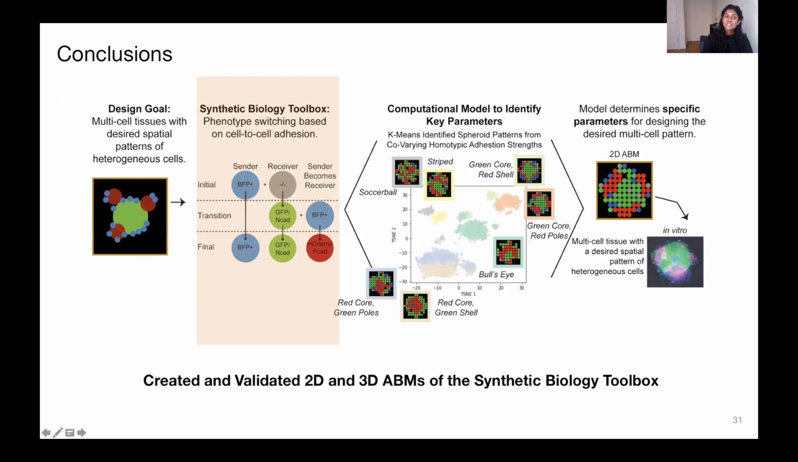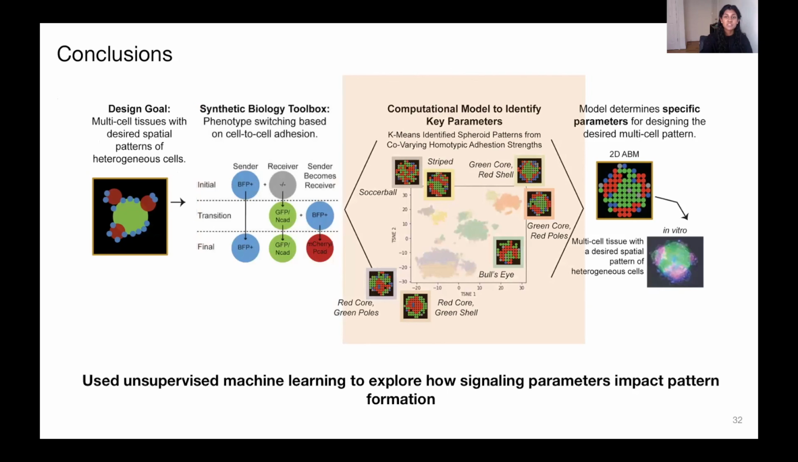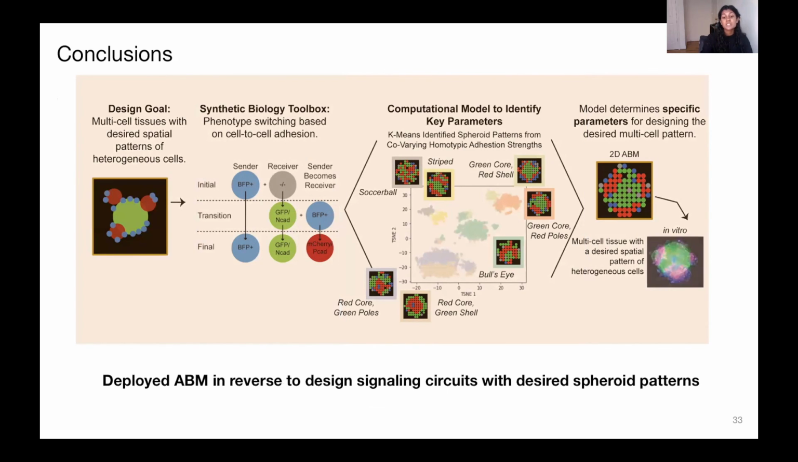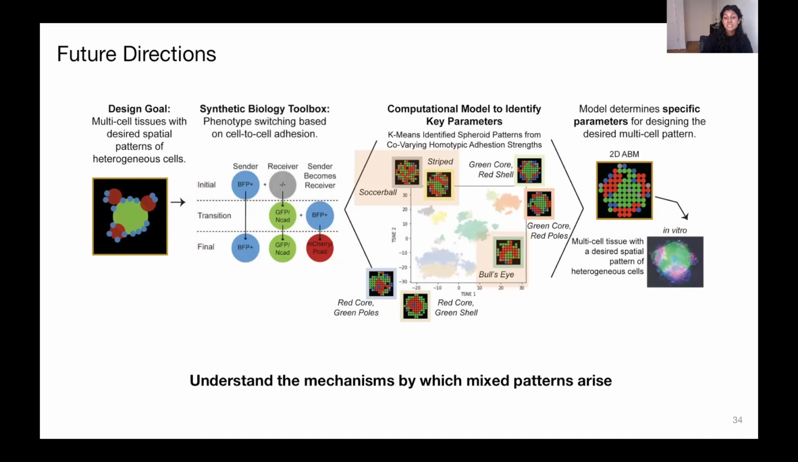So in conclusion, we created computational models of the synthetic biology toolbox and used unsupervised machine learning to explore how signaling parameters can give rise to unique spheroid patterns. And then we use this information to design signaling circuits that yield desired spheroid patterns. In the future, we'd like to investigate the mechanisms by which these heterogeneous patterns arise and validate that they occur in vitro.